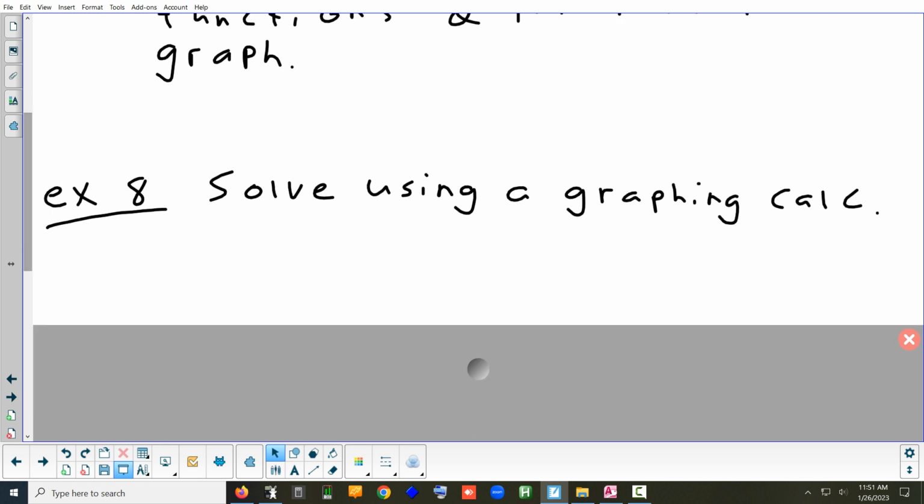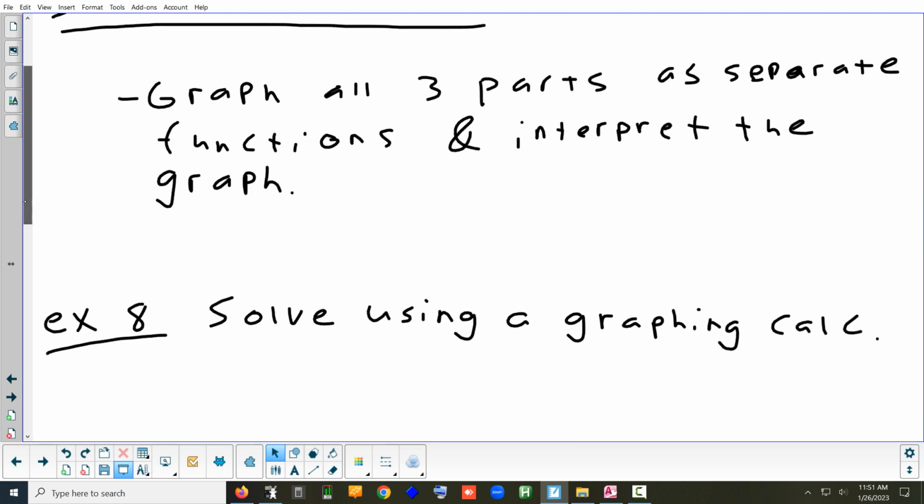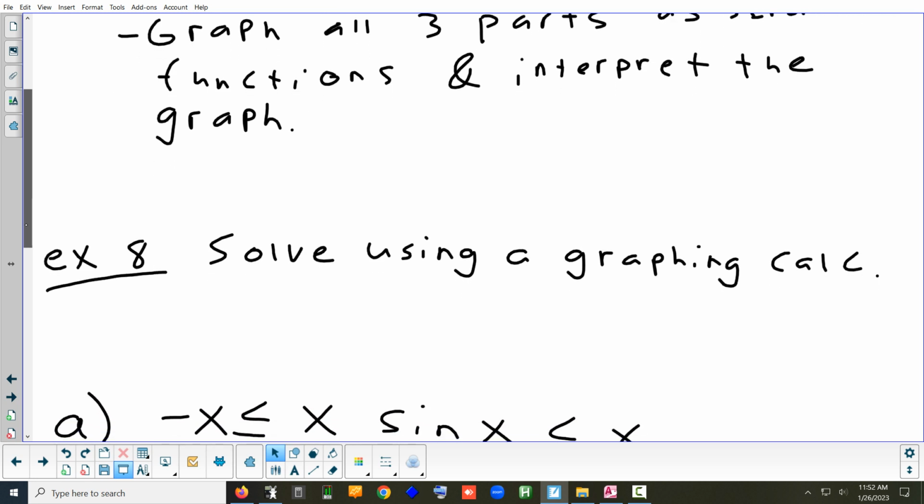Alright, so we're going to look at this one. Sorry, what was the second step? We're just going to graph it on the calculator and then look at where we need to be above or below something.